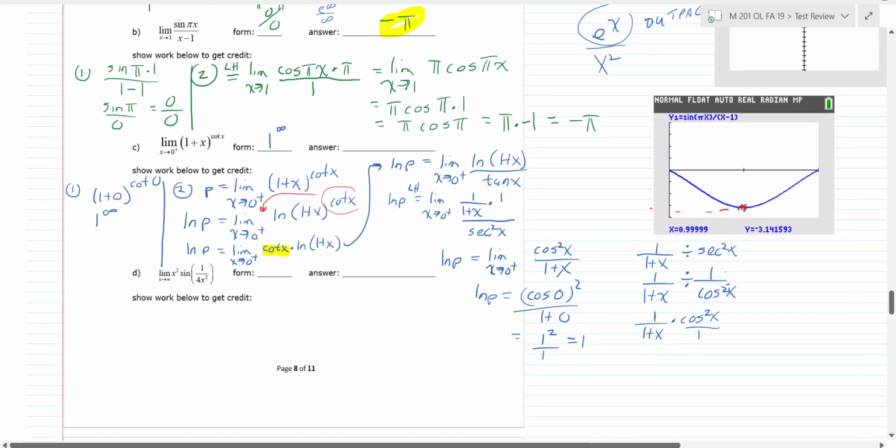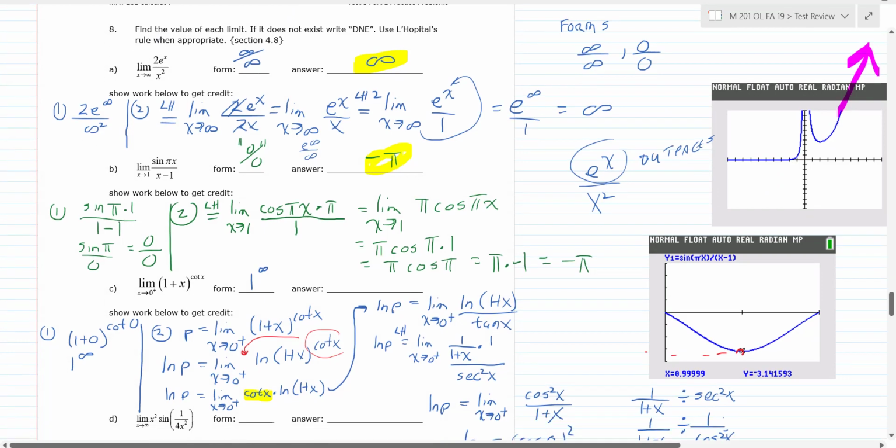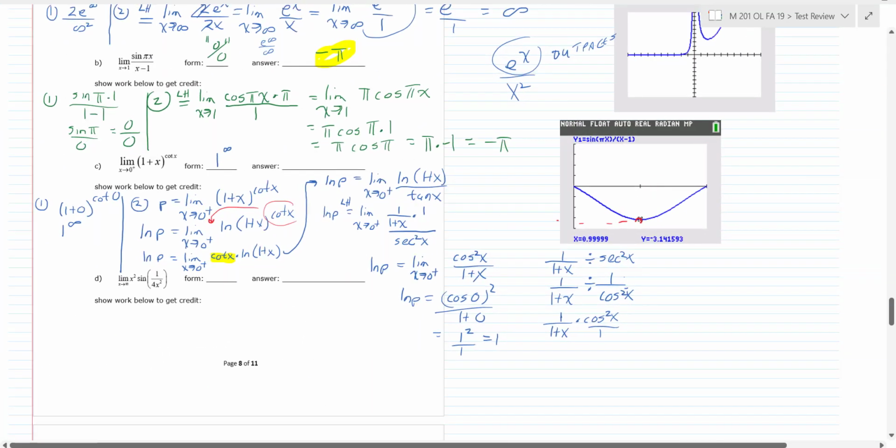Now, that's not the answer. That's the reason why, when you're doing these problems, you want to keep this ln down. So we have ln P equals 1, and remember, that's a base e, so we'd have e to the 1 equals P. So the answer to that problem is going to be e. Okay, who would have thought? But that's the way it works out.